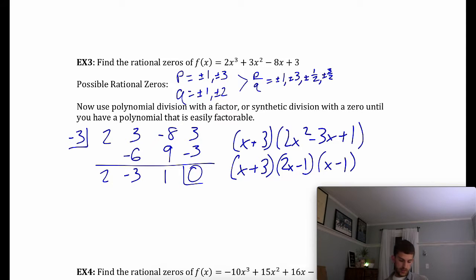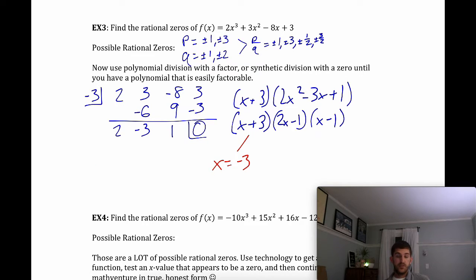Now, from this, we need to find our zeros. So we have x equals -3. We already knew that one. That was the one we found by using synthetic division. 2x minus 1 equals 0. To solve for x, we're going to add 1 to both sides, and we end up with 2x equals 1. And then we divide both sides by 2, and we get x equals 1/2.